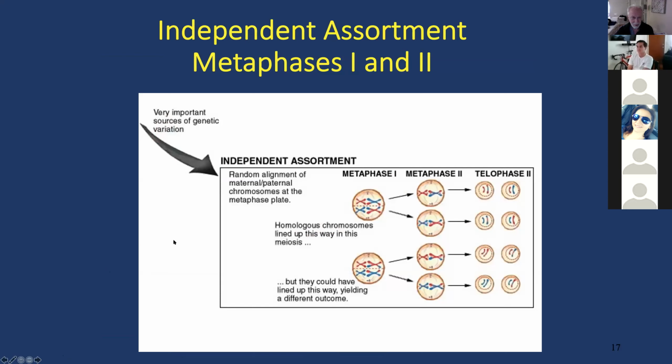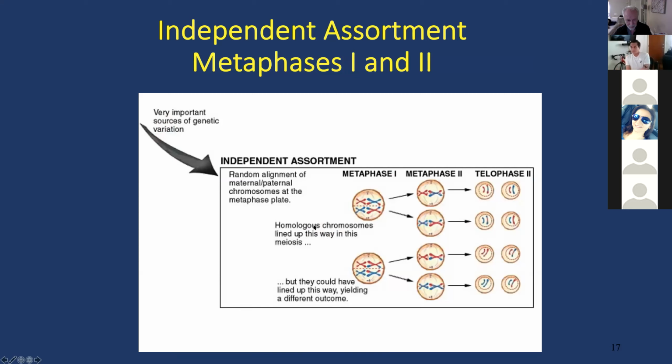Okay, this is a reiteration of the previous slide. A very important source of genetic variation is independent assortment. You have random alignment of male and female chromosomes at the metaphase plate. So the homologous chromosomes can line up like this, or, so here you have a blue with red tips down. Down here, you have red with blue tips down. So it's just flipped over.